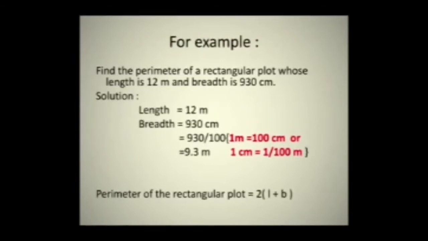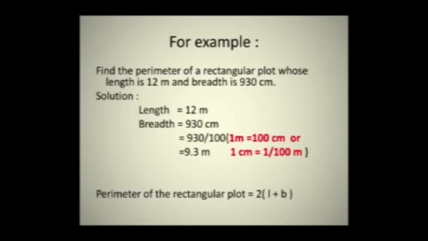Now, example. Find the perimeter of a rectangular plot whose length is 12 meters and breadth is 930 centimeters. Solution. Length is equal to 12 meters, breadth is equal to 930 centimeters. As we know that to find the perimeter, the dimensions should be the same. But in this question, length is in meters and breadth is in centimeters. First of all, we have to convert them into the same unit. It's our choice. Either we change meters to centimeters or centimeters to meters.